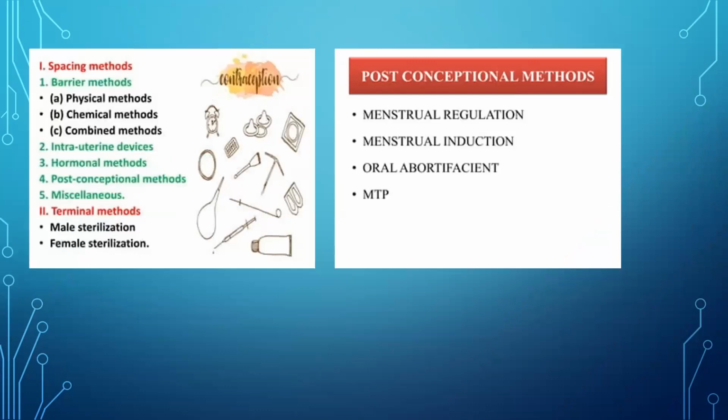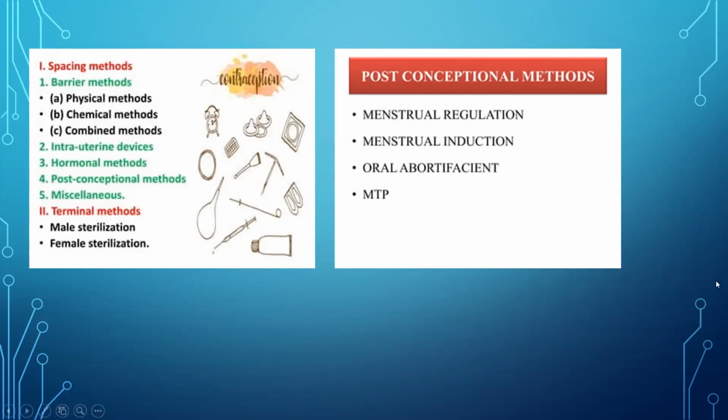So this is the classification of contraceptive methods. Spacing methods first, then terminal methods. Spacing methods are reversible, terminal methods are irreversible. Among spacing methods, we have barrier methods: physical, chemical, and both combined. Male condom and female condom are actually combined, since a chemical is also present on them. Then intrauterine devices, hormonal methods, and post-conceptional methods.